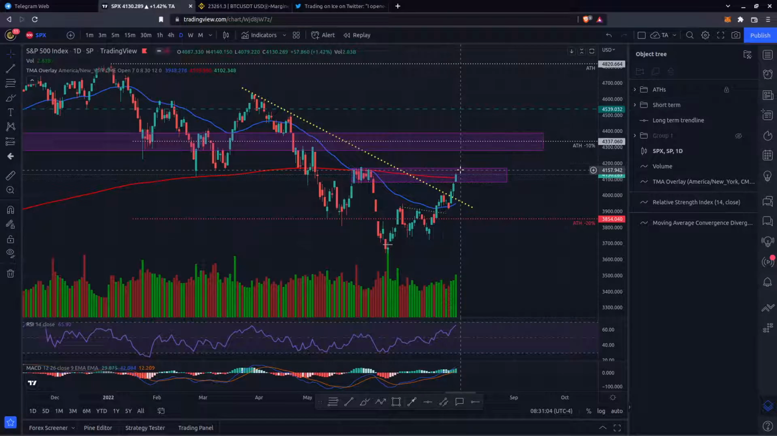I would not be surprised at all that although we have broken this diagonal yellow trend line to the upside, and although we are actually trading a bit above the 200 smooth moving average, this red line over here, we consolidate a bit further in this area. And actually, if we break to the upside, I would expect some more resistance here around the minus 10% from the all-time high area.